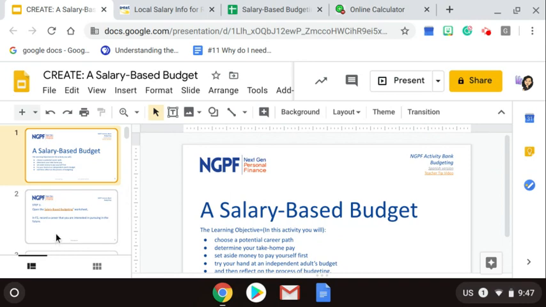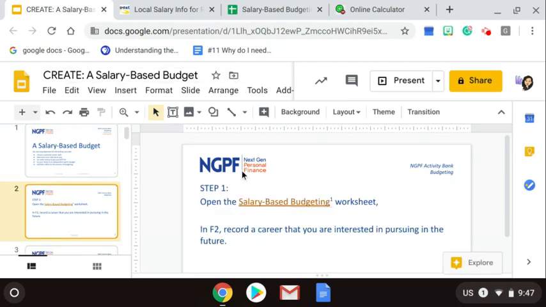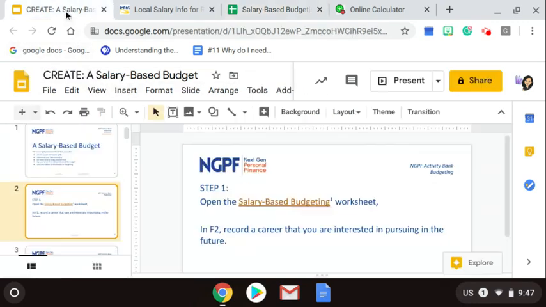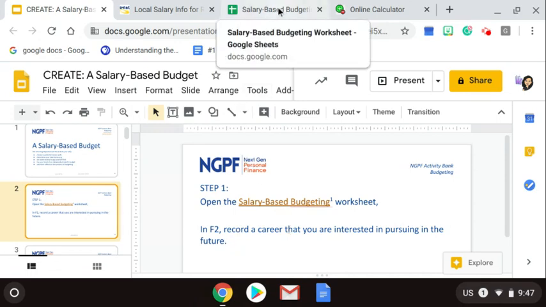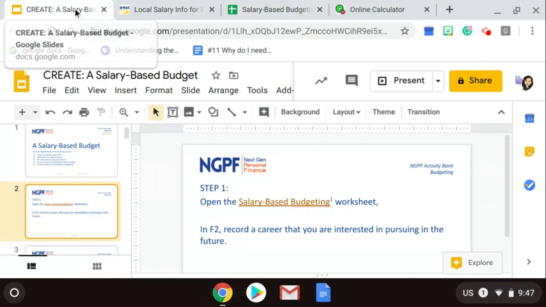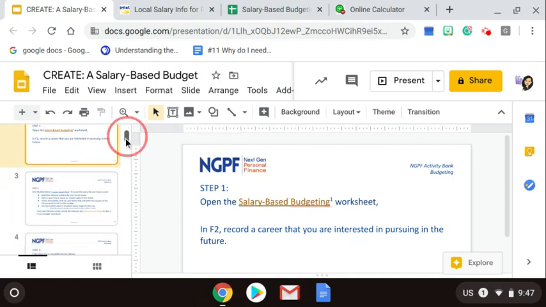Everybody's going to get this Google slide, and then each of you individually is going to get a spreadsheet. This is what the spreadsheet would look like, but your name would show up here, so everybody gets a copy. The first thing I want you to do is write what career you're interested in. I picked nursing, because 2 or 3 students told me they were interested in nursing. All right, let's go on to slide 3.